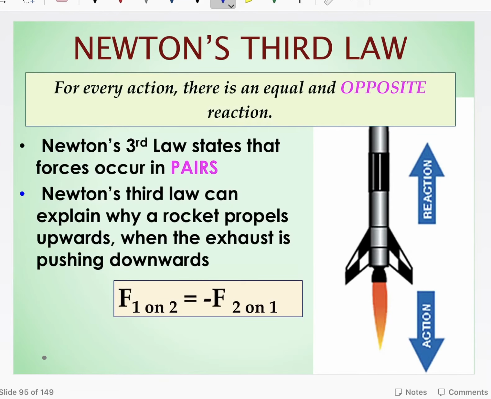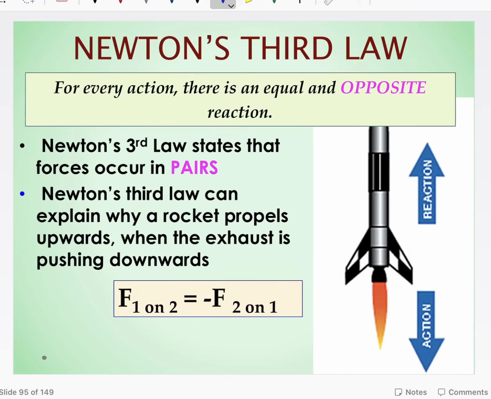All right. Last of Newton's laws is the third law. This can be called the law of pairs or the action-reaction law. Basically, the idea is for every action, there's an equal and opposite reaction. Okay, so this means that all forces occur in pairs. So even though you may not think about it, if you were to push on the wall, it is actually pushing on you with an equal and opposite force.